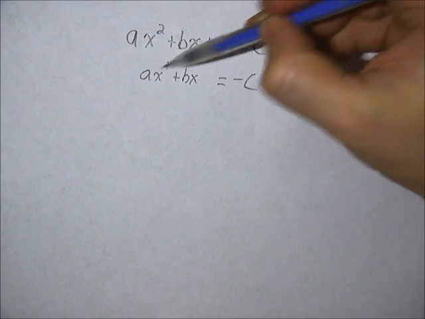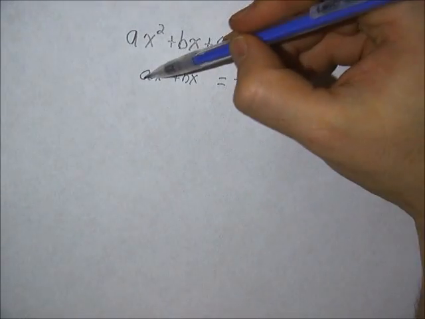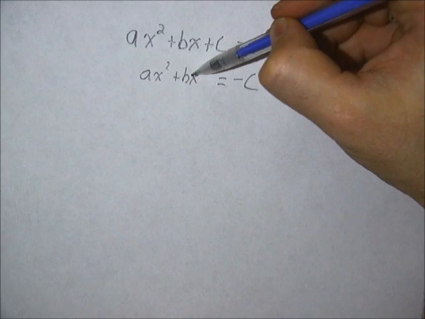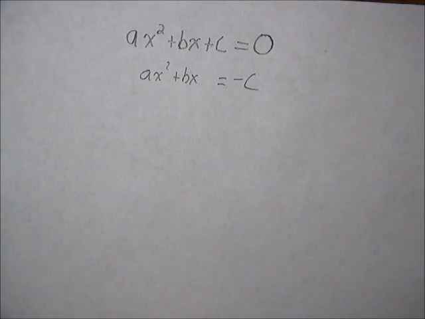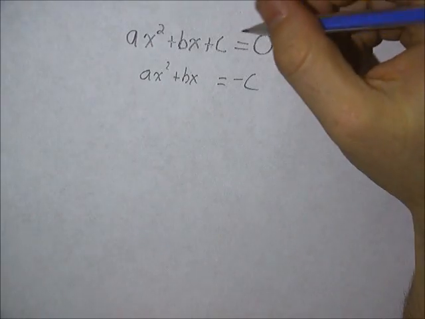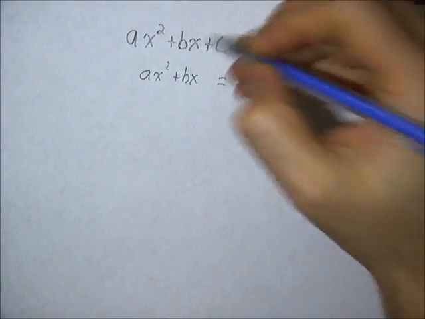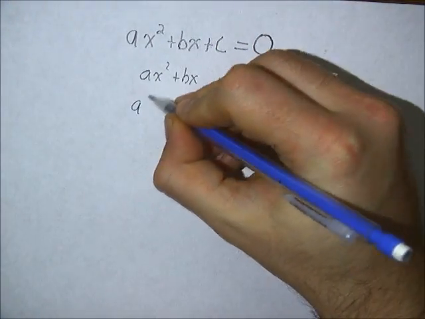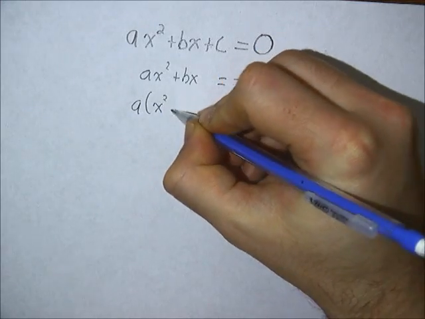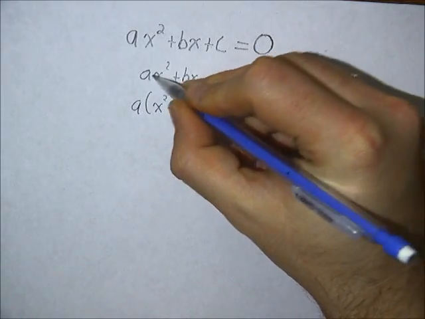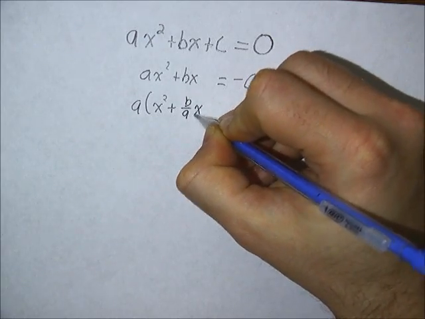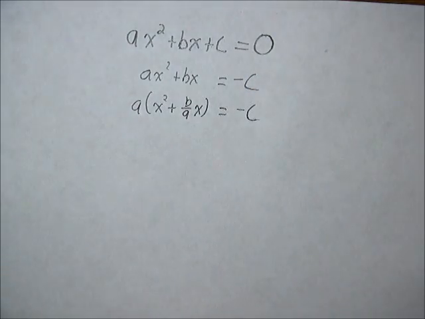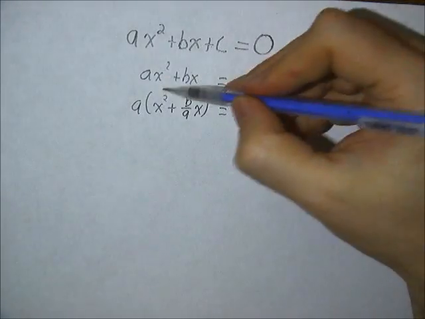Now, our second step on this one was to go ahead and divide out the a. Now, remember I made a big point about it doesn't matter if these two numbers are divisible by each other. The exact same thing works with our variables as well. So go ahead and factor out the a. Gives me x squared plus, if these two are not divisible by each other, you just go ahead and write b over a times x equals negative c.